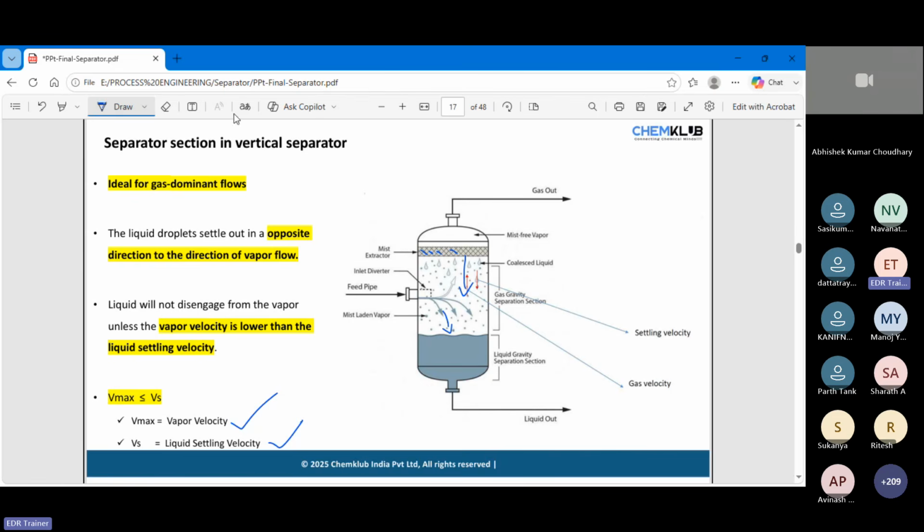Now, you can see we have different kinds of zones. The first zone is liquid gravity separation. As I told you, droplet size matters. The droplet is pulled in two ways: one is gravity and one is drag. Drag will generally be based on the vapor velocity.